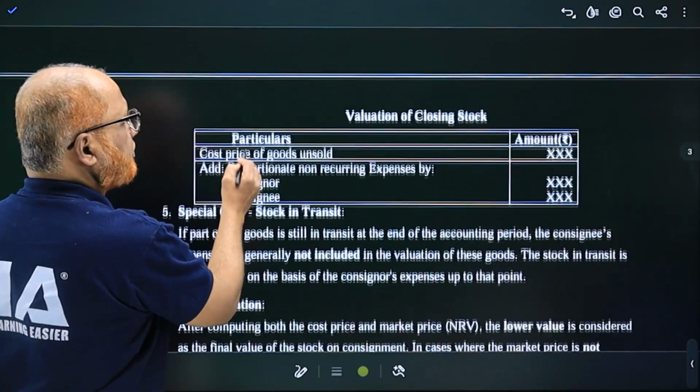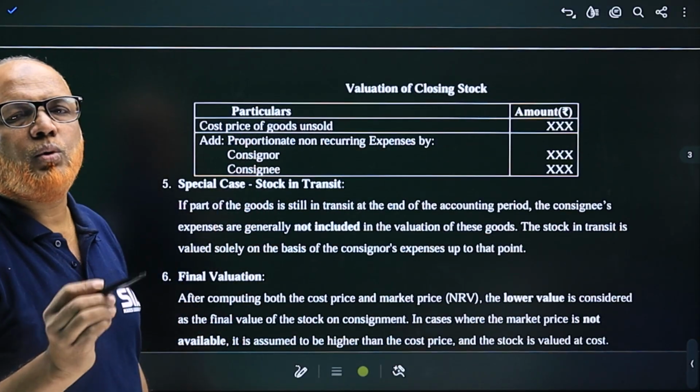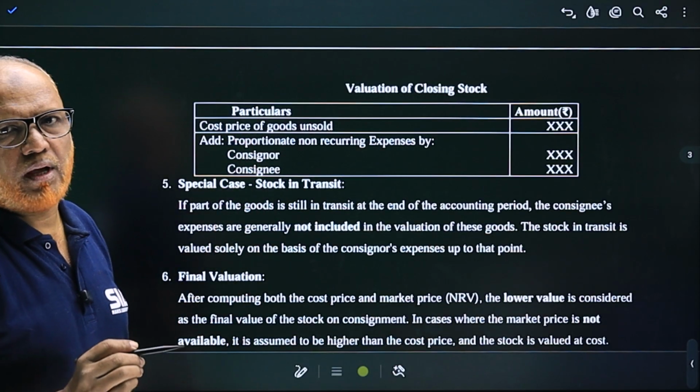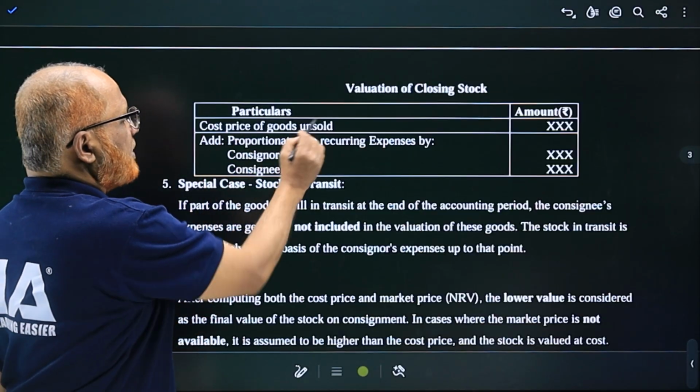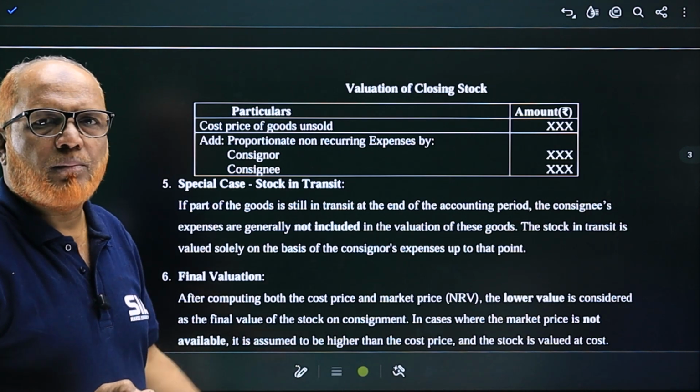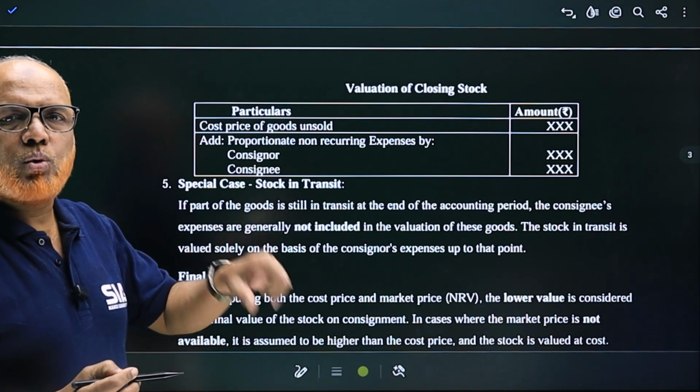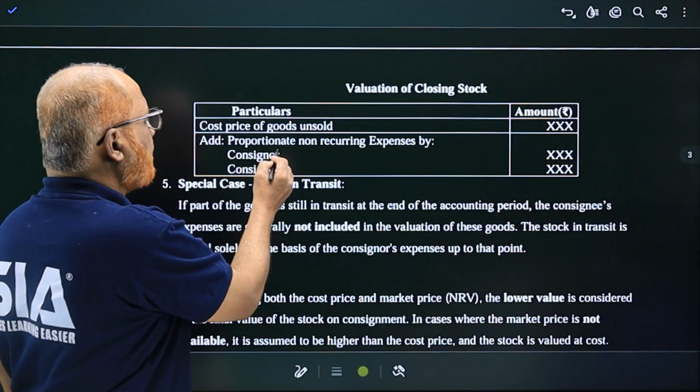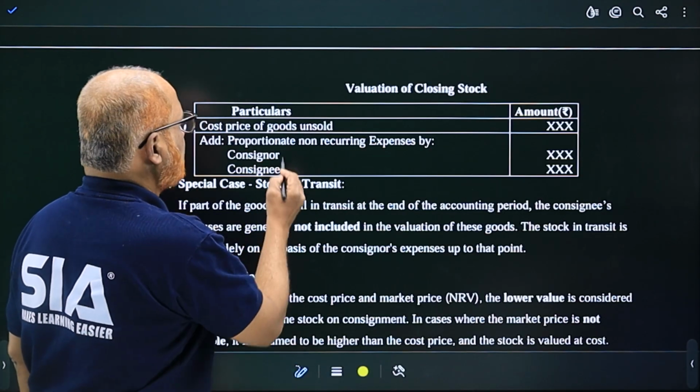Now here it is given briefly how to calculate the value of unsold stock. Cost price of goods unsold, that we can easily find out. It will be given in the problem. What is the cost price? To the cost price, we add proportionate non-recurring expenses.